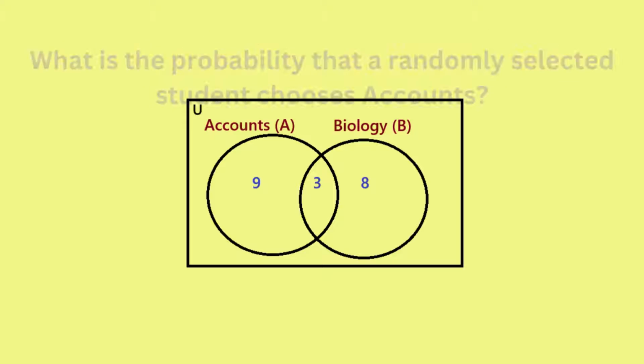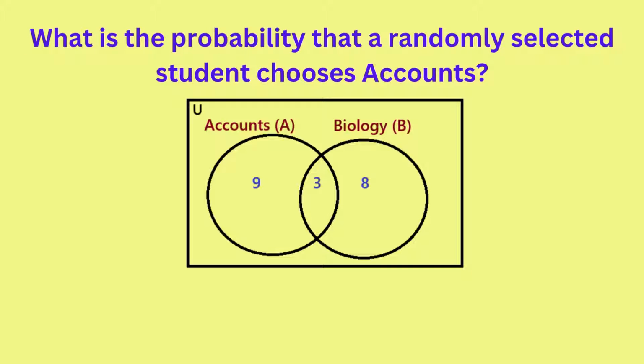A student is randomly selected. What is the probability that the student chose accounts? To get this answer, we'll need to focus on the number of students in the circle representing accounts. That's 9 and 3, which is 12, from a total of 20 students. So the probability of A is 12 over 20.